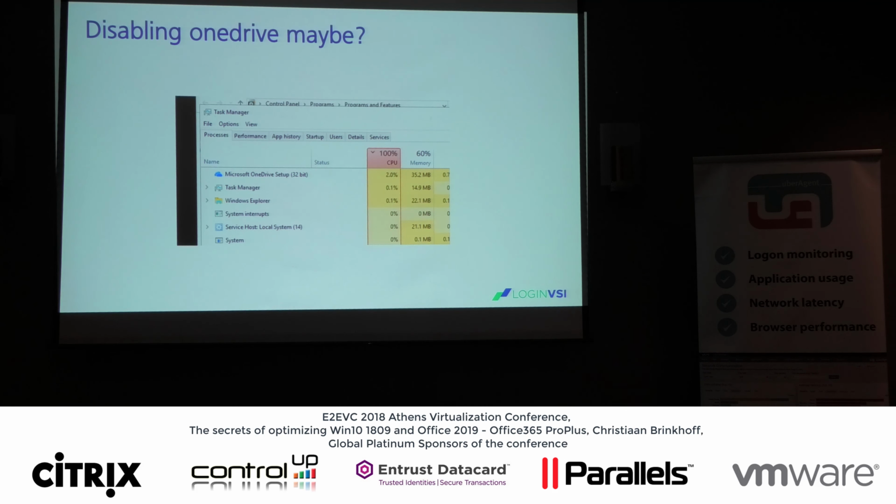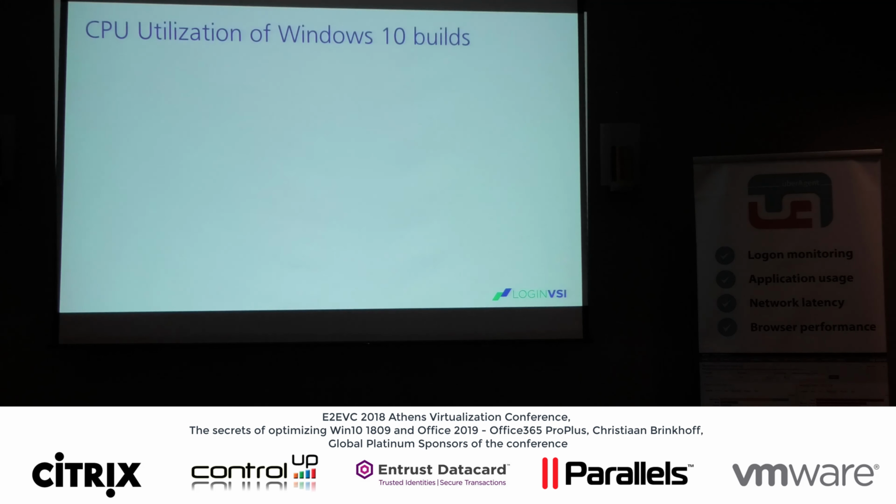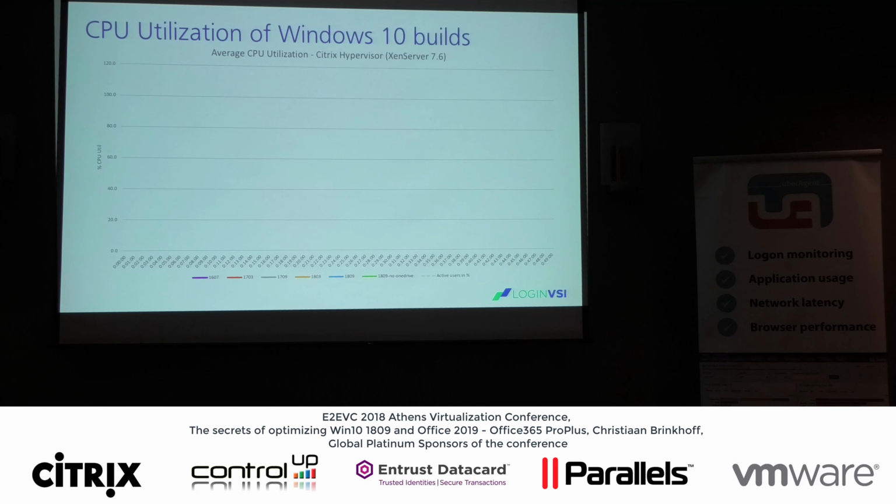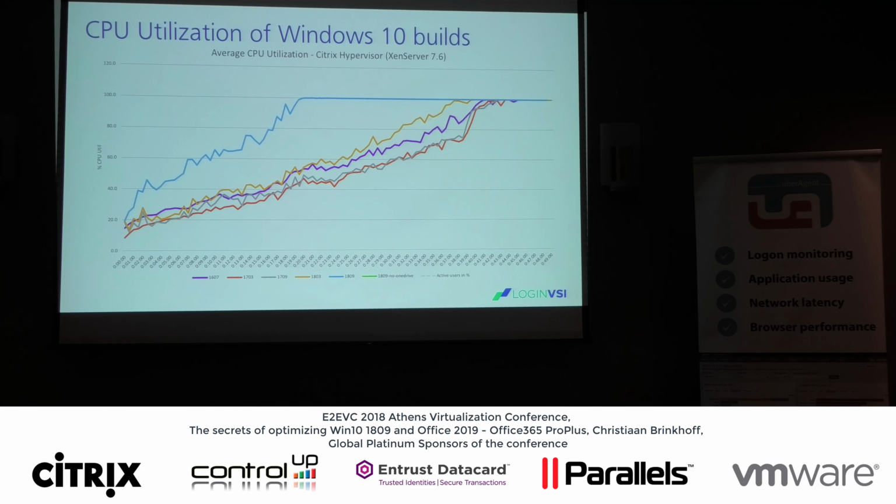So the reason for that is OneDrive. OneDrive is causing a huge amount of CPU load in the new Windows 10 build. And when you look at the CPU utilization during the test, this is the first build, the second, the third, the fourth, 1809, and 1809 without OneDrive. So you see a huge difference without OneDrive installed on that machine. So that's pretty strange, why.